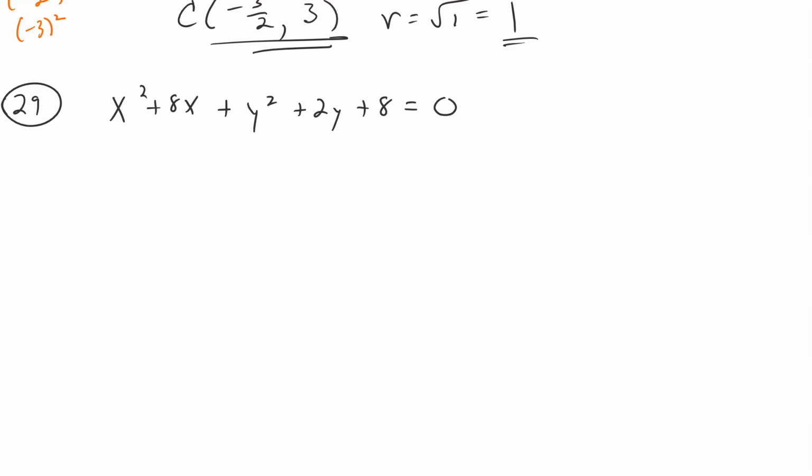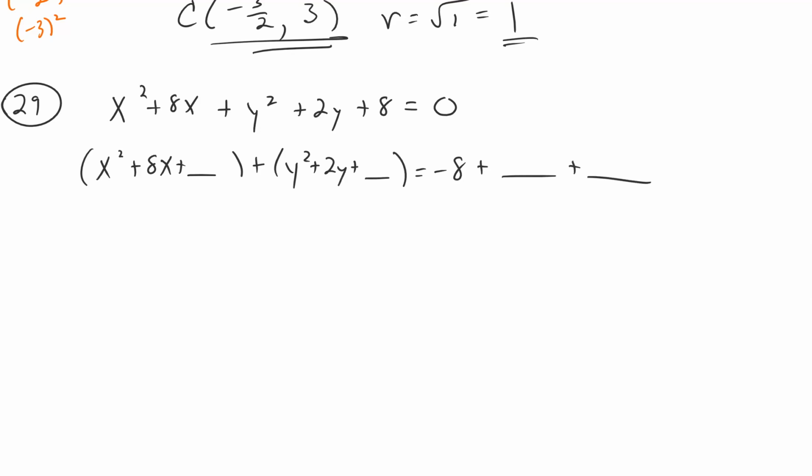So we know we're going to do completing the square. What are we going to do? We're going to subtract the 8 over. All right, so I get over here a negative 8. Then I'm going to group my x's and y's together. So I got the quantity x squared plus 8x, and I'm going to go plus blank over here, plus the quantity y squared plus 2y plus blank, and I'm going to go plus blank again.